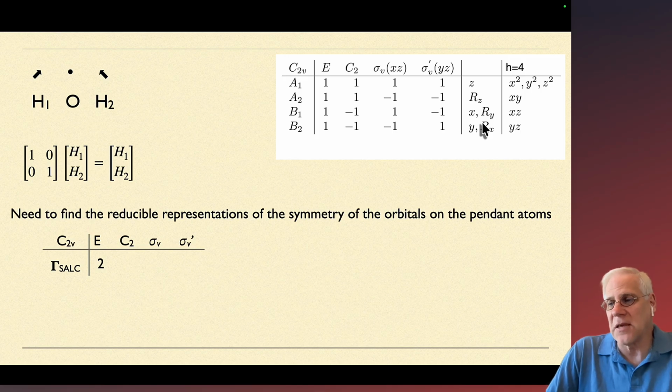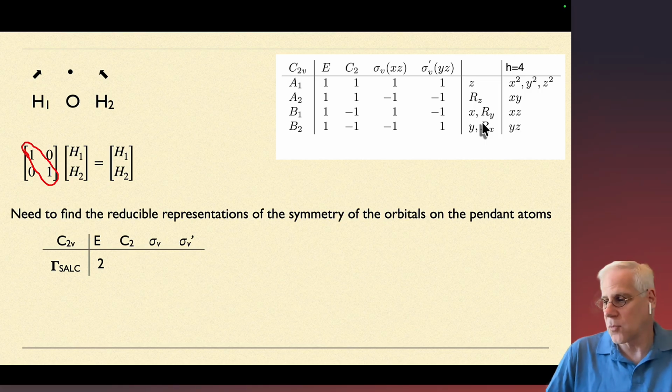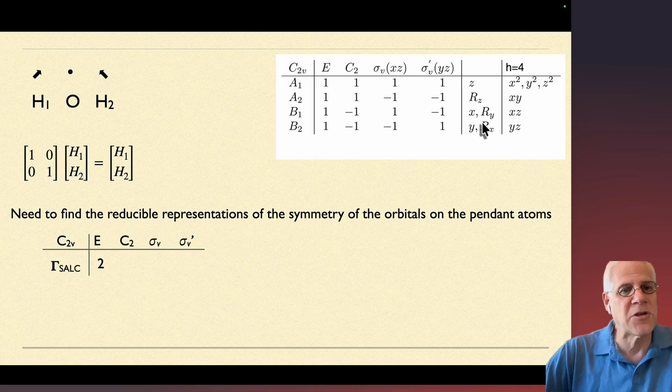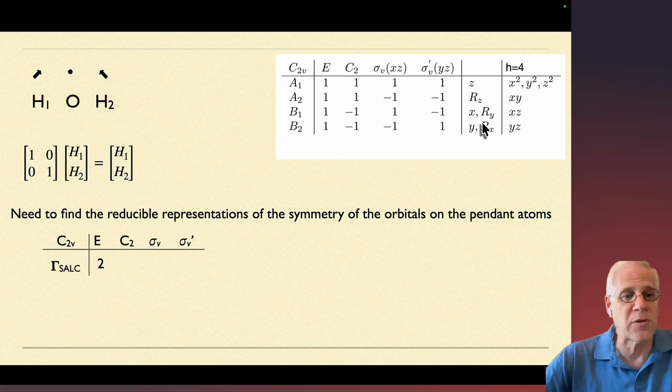For the operation of E, the H1 transforms as H1. The H2 transforms as H2. And so that's why I get a 2. The trace here, mathematically, is right here. And that's where we get our 2, is that sum. We're not going to go through all of that for each one. If it's confusing to you, you can certainly take a look at that, or if you want some help with that, I can go through that with you.